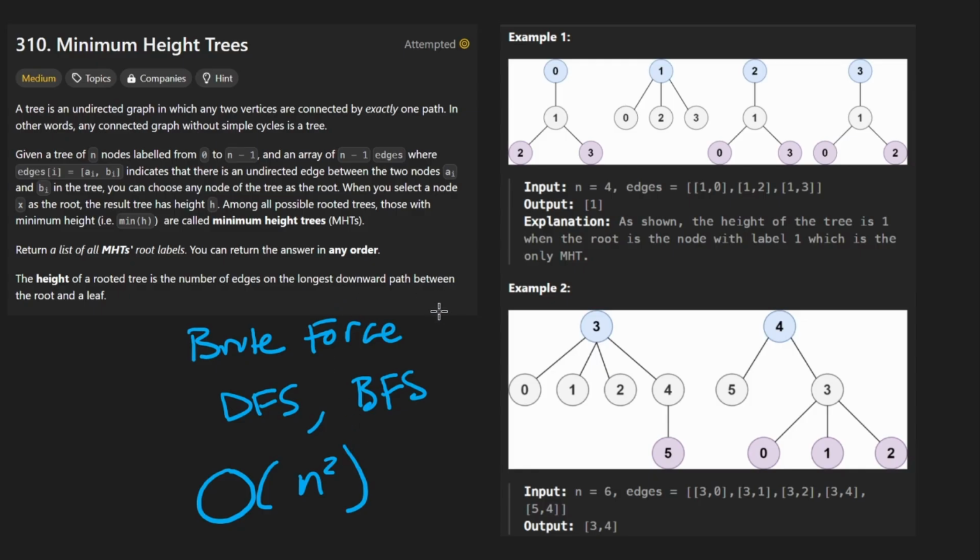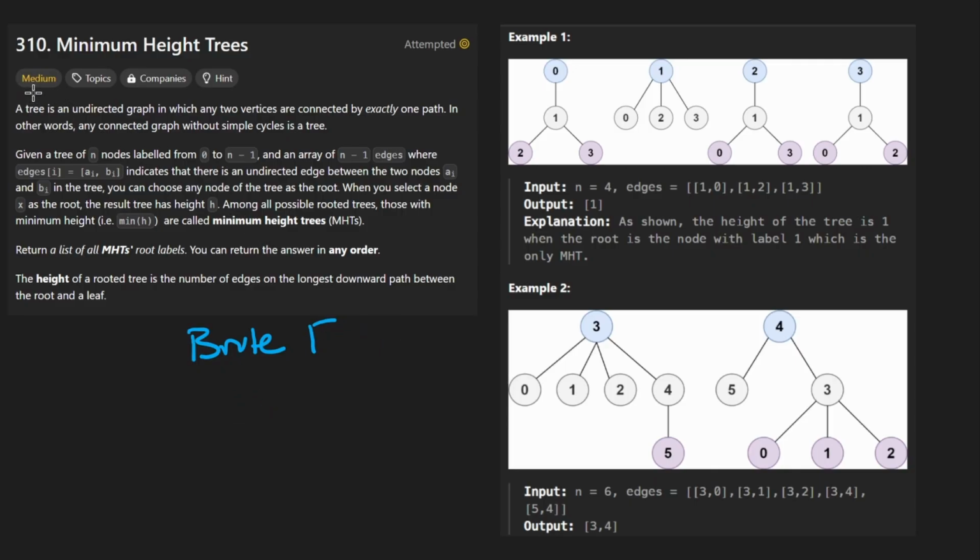Okay, that's for the brute force, but how can we make this more efficient? I will admit this is a pretty hard problem for a medium graph problem, so don't feel too bad if you weren't able to figure it out by yourself. So there's actually 2 solutions for this problem. I'm going to end up coding the one that I think is easier to code up, but that's kind of subjective, so I'll at least conceptually explain both of the solutions.